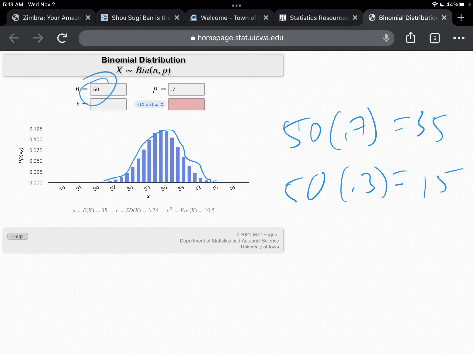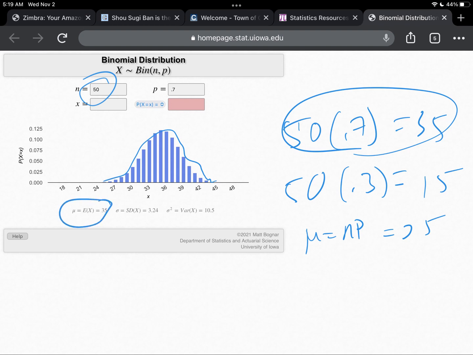And how do you get the mean? Well, the mean is n times p. So if we did that here, the mean is 35. And then the standard deviation is the square root of n times p times q.